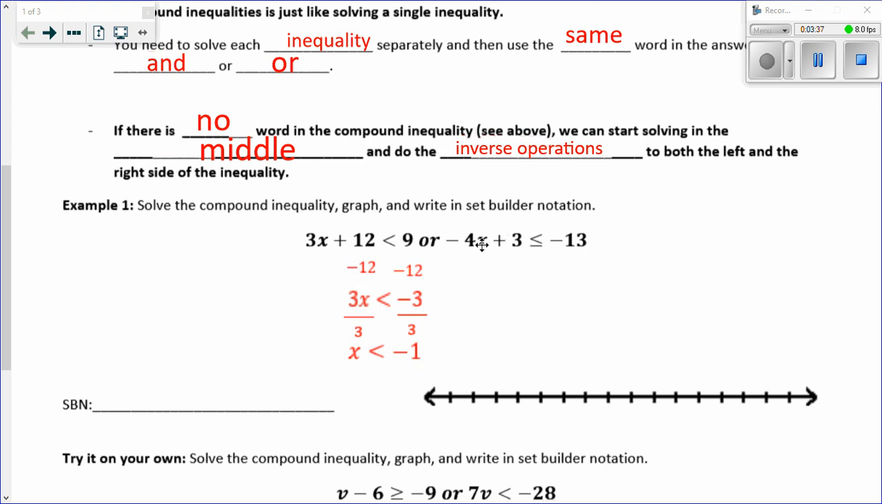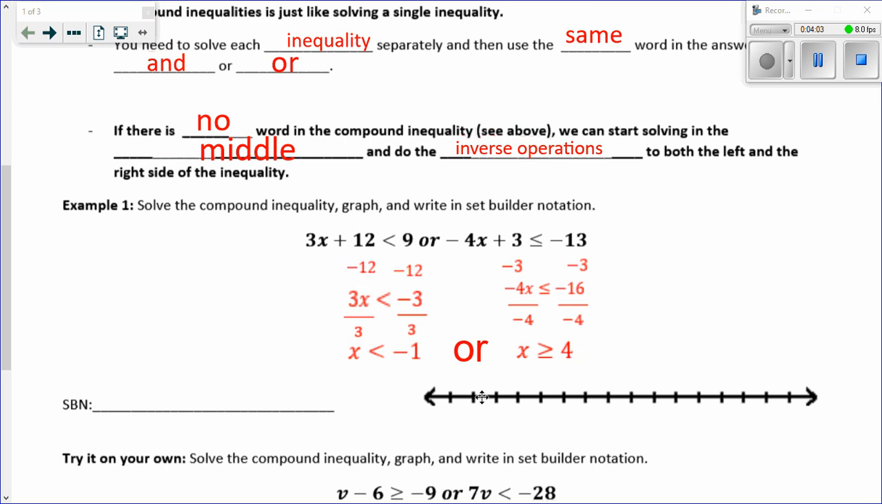That's my first one. Here, I'm going to subtract 3 from both sides, so I get negative 4x is less than or equal to negative 16. Divide both sides by negative 4, which means I have to flip my sign. I get x is greater than or equal to 4. And I put the word that I had in the problem in my answer. So x is less than negative 1, or x is greater than or equal to 4.